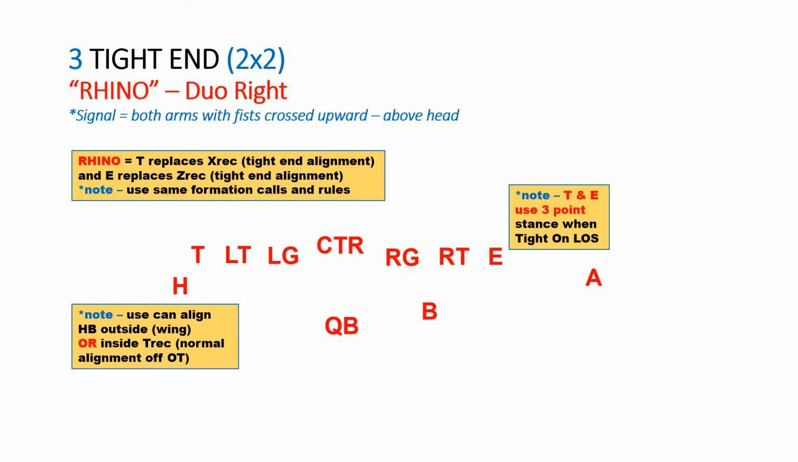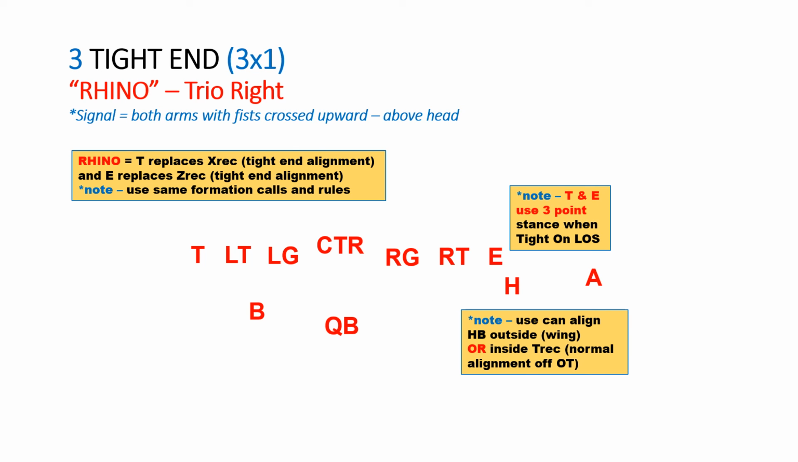We'll have the H-back when we go duo right in a wing alignment. As I said before, you can decide to have him outside that tight end T or inside. It's up to you. And the A then is flexed out over the hash to the right. When we go 3 by 1, same thing. We're going to bring in those second and third tight ends as the T and the E, so we're in a double tight end. Now the H will come towards the call with a trio right call, and we're going to have him winged off that end, and we've got the A again flexed out as a flanker.